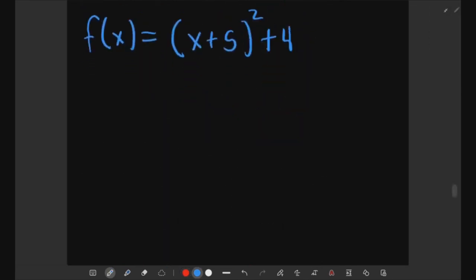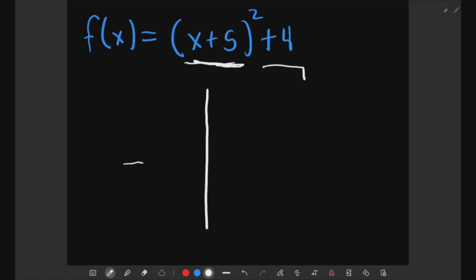Okay, here we have an example where we're combining both the horizontal translation and the vertical translation. Now, how do we establish what's the horizontal one and what's the vertical one? Well, that's easy. What's in the parentheses? This one right here has to be our horizontal translation, while this one that's outside the parentheses has to be our vertical translation. Let's put that into a graph.